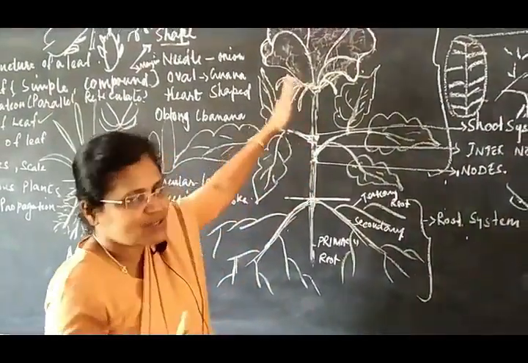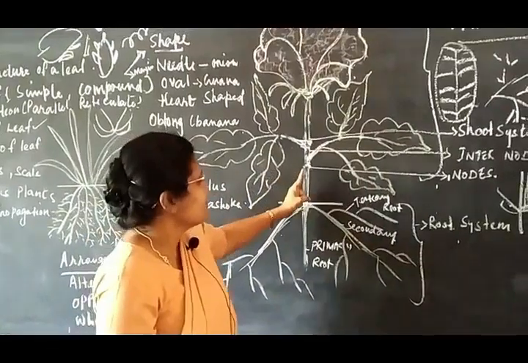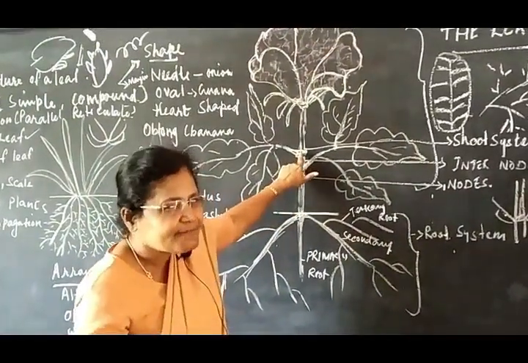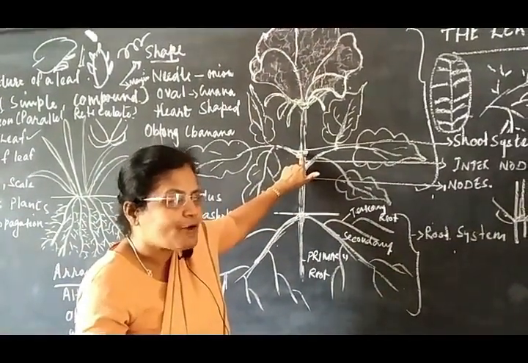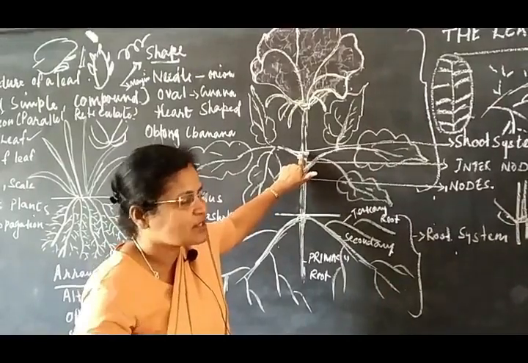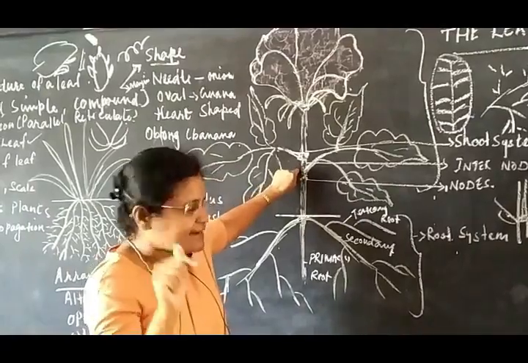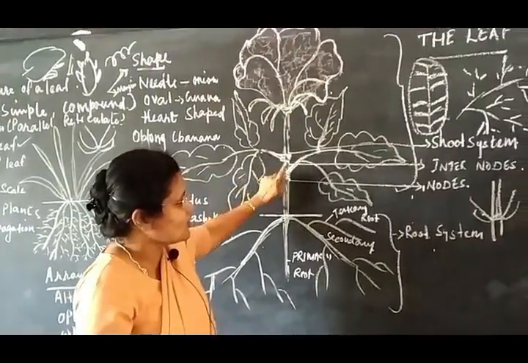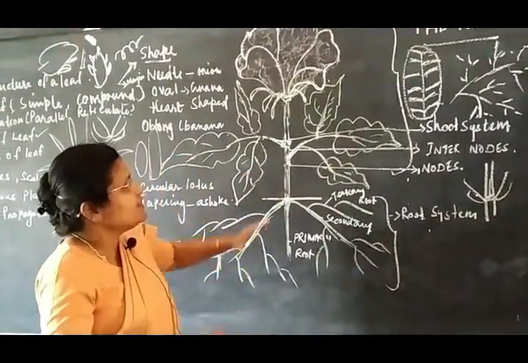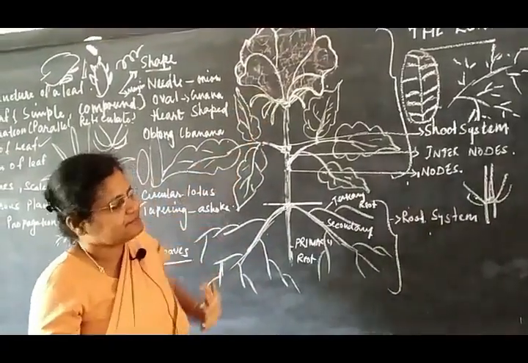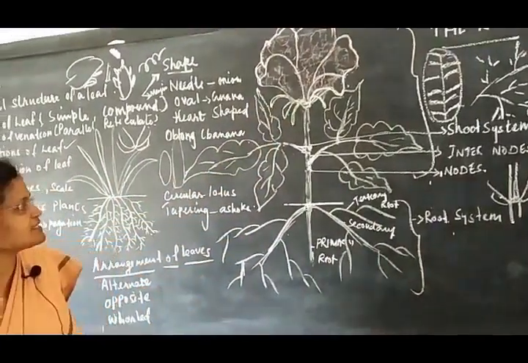So the stem bears all these parts. Then you have the node, the part of the stem from which the leaf or the branches arise, called your nodes. What are internodes? The plain region between two nodes is called your internodes. Then it has got the flowers, fruits, etc. The details of the flowers I will teach you in the next class.